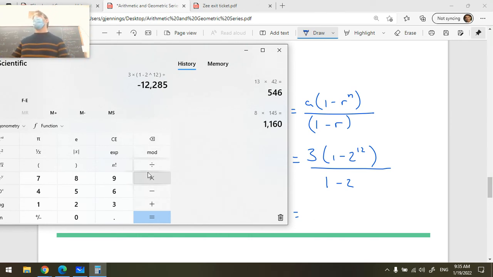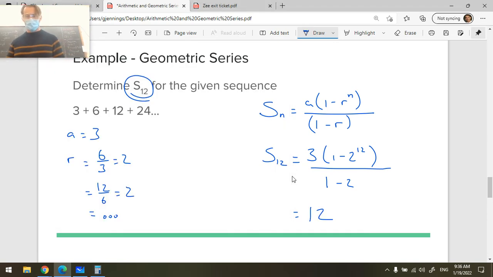1 minus 2 is negative 1. Divide by negative 1, it's just going to flip the sign, and then this is my answer, 12,285. Okay, so that's the sum of the first 12 terms of this sequence here.